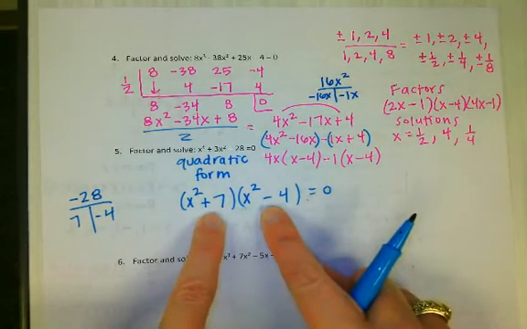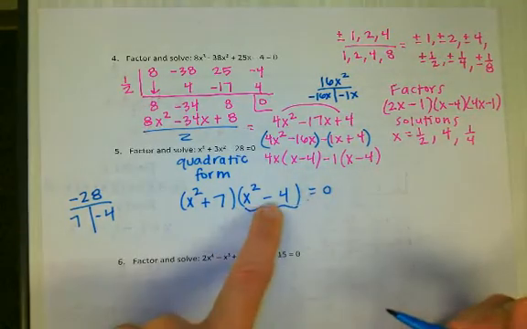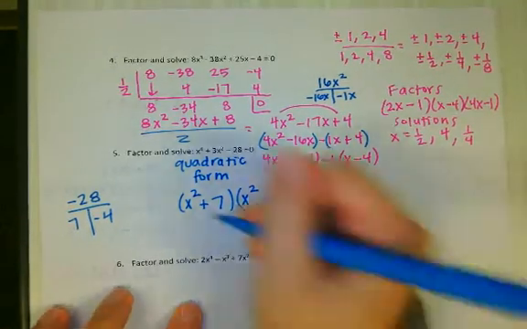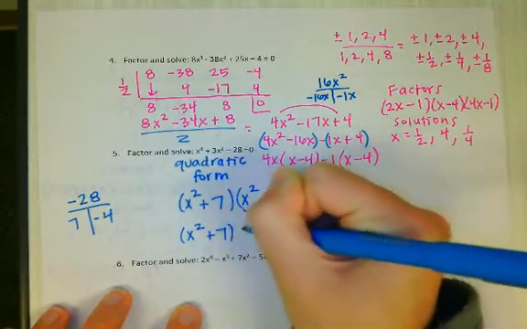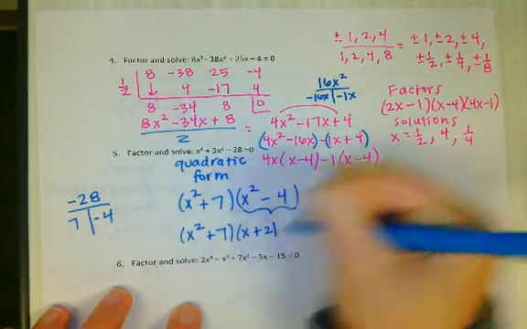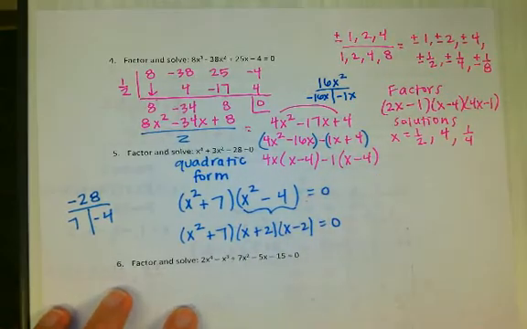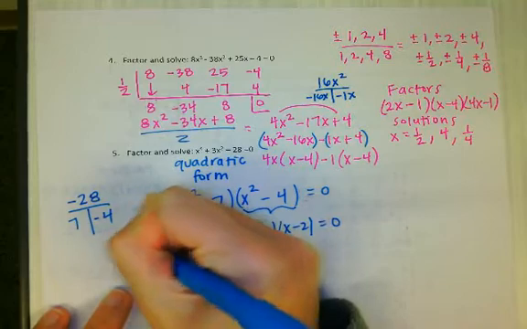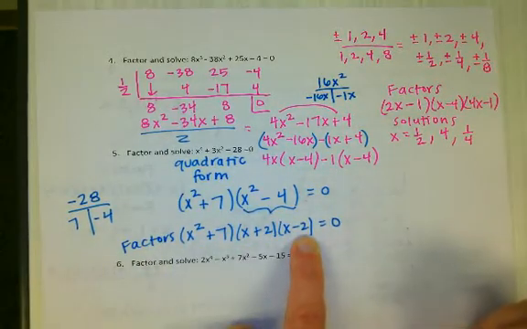Okay, now look and see. Can I keep going? I can here because I have the difference of perfect squares. So x squared plus 7. I can break this down into x plus 2 and x minus 2. So if it only asked for my factors, there they are. I have 3 of them.